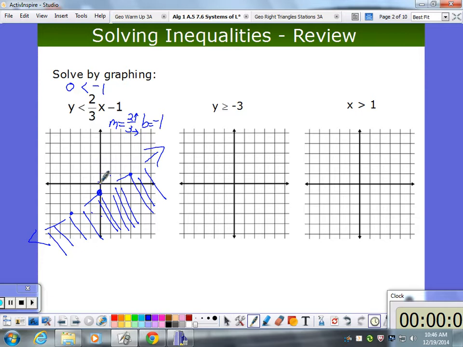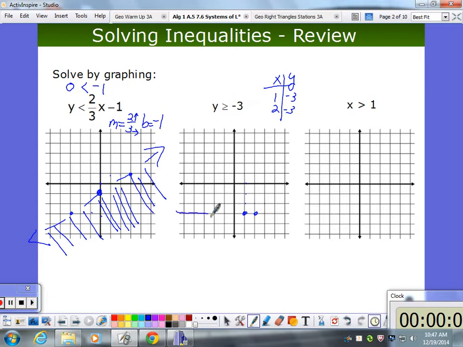Since it's not true, this is not a solution, so did we shade correctly? Yes. All right, how do you shade something like y greater than or equal to -3? Is that horizontal or vertical? If you're not sure, pick 2 points. The y is -3, right? Pick anything else for x, I don't care what. So 1, -3, 2, -3. Is it going to be horizontal or vertical? Horizontal. And so will it be solid or dashed?